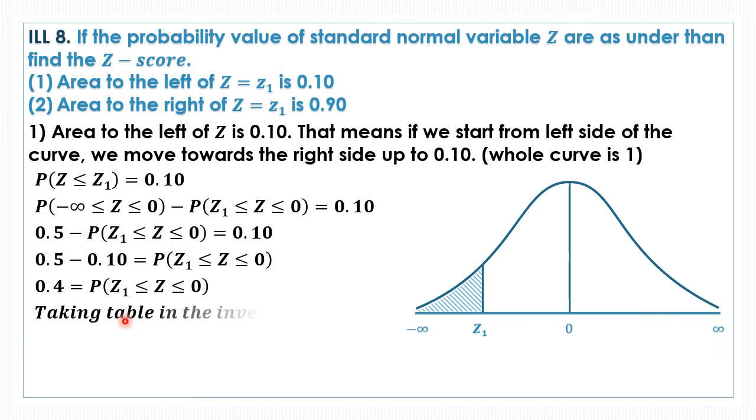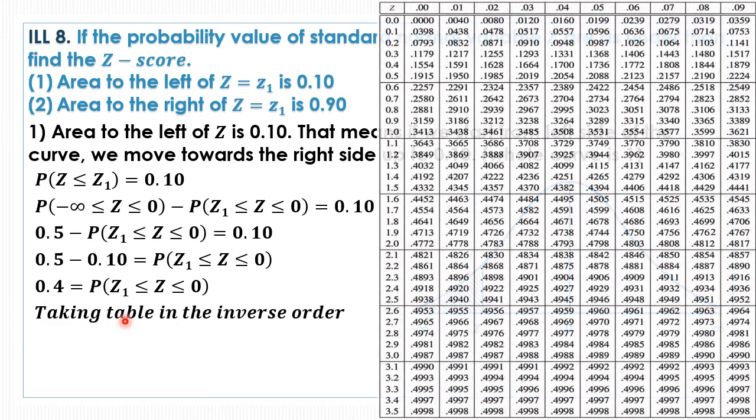So taking the table in the inverse order. Now this is your table. We need to find the value of 0.4. So we will start here, but this is 0.4032, which is greater than 0.4. So let's move it back a little. This is 0.4015 and 0.3997. So you can see that this value is less than 0.4 and this value is more than 0.4. Exact 0.4 is not available, so we will take an average of these two values.